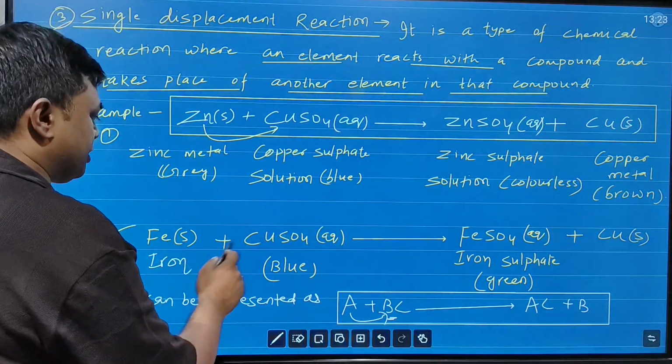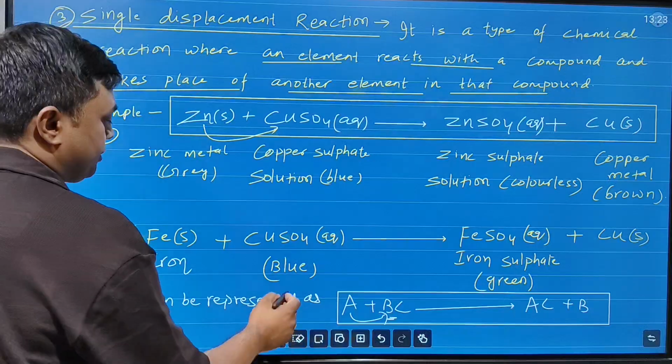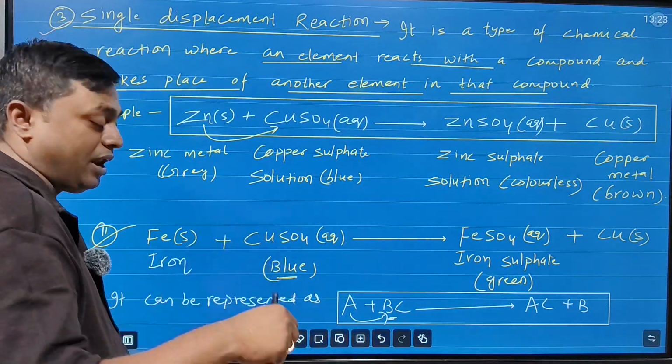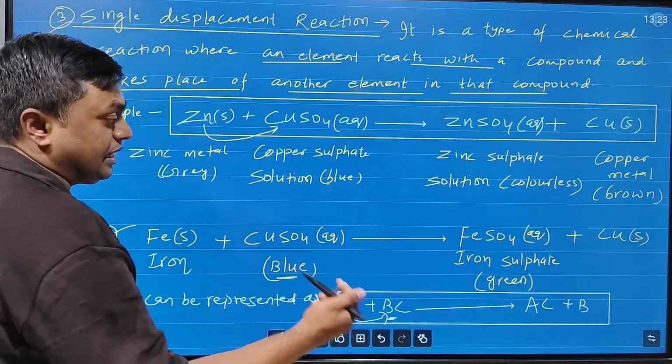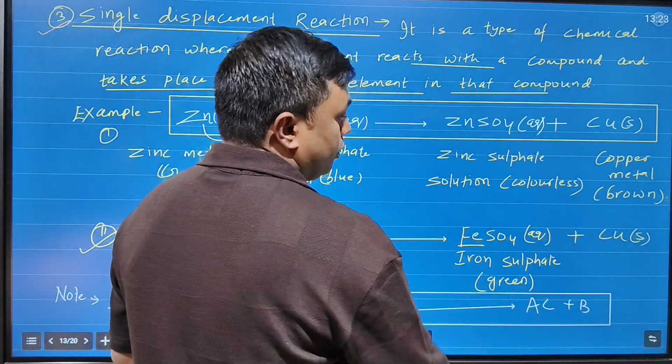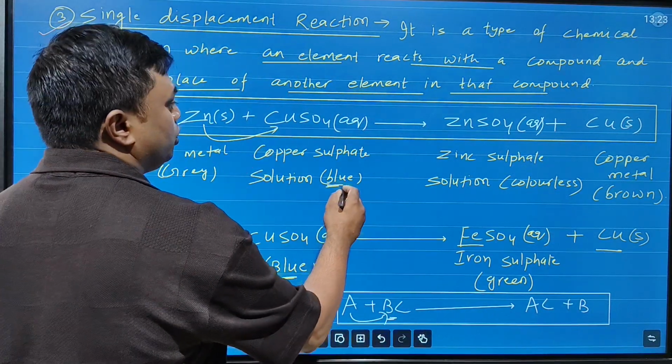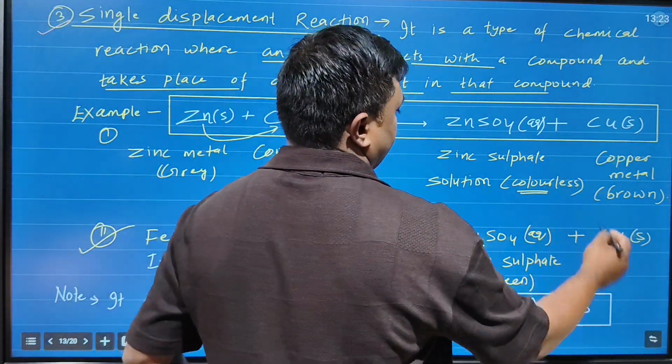Next, iron plus copper sulfate. Copper sulfate is generally blue color. So whenever you add iron filings to the copper sulfate solution, you will get a green color of iron sulfate, along with copper obtained. Here the color change is blue to green. In the zinc case, zinc sulfate is a colorless solution.